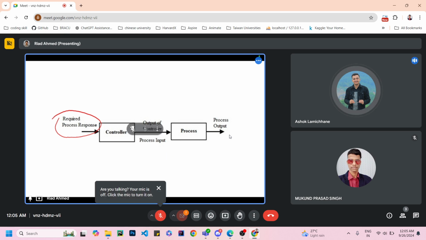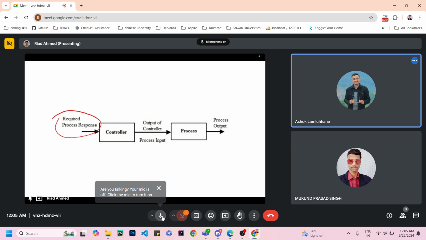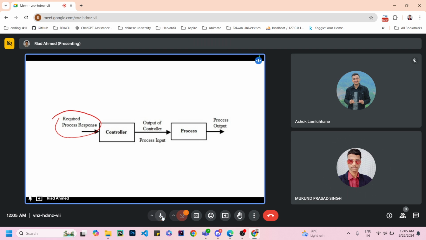Input signal. Sir, Boolean. No, it's not a Boolean signal. It's an electrical signal.